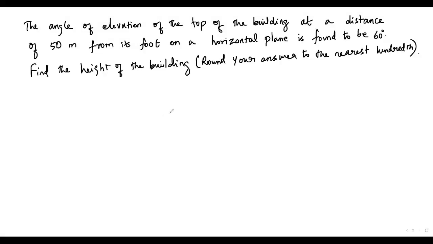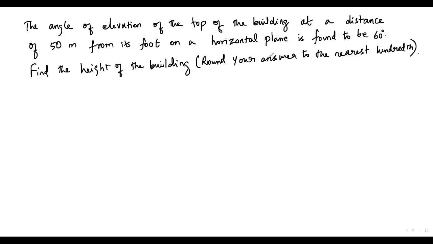Hi, here we have a trigonometry board problem. Okay, let's go over the question. The angle of elevation of the top of the building at a distance of 50 meter from its foot on a horizontal plane is found to be 60 degree. Find the height of the building. Round your answer to the nearest hundredth.